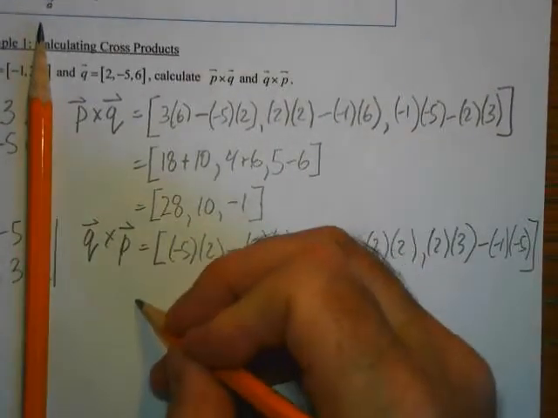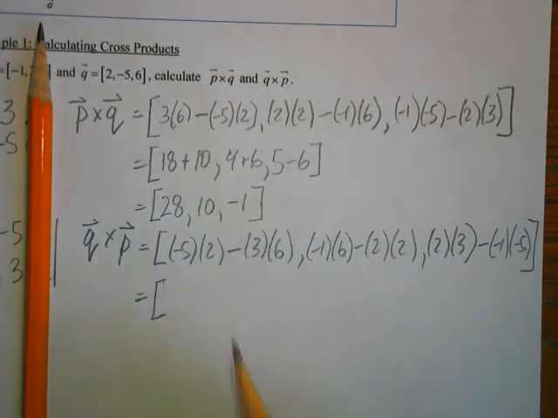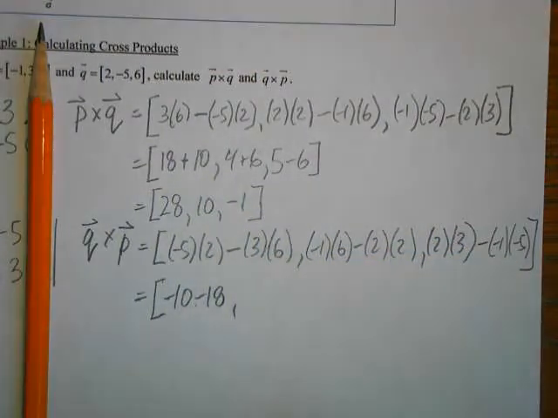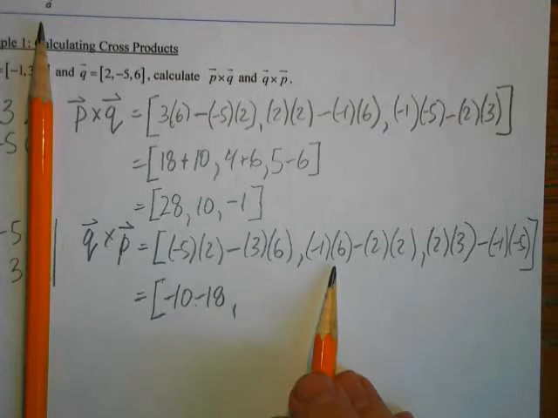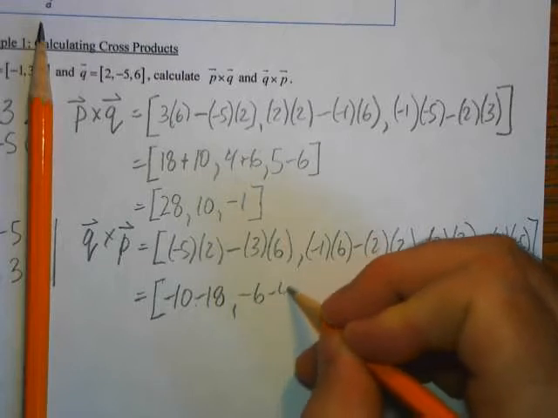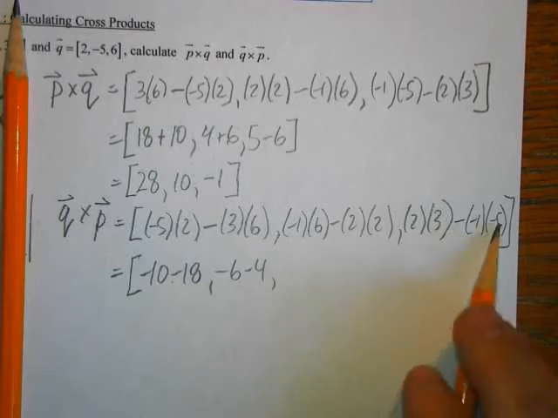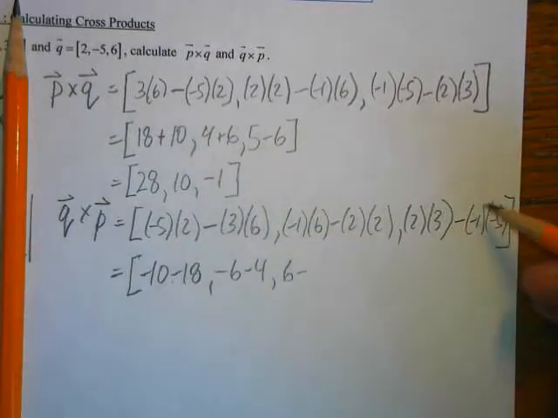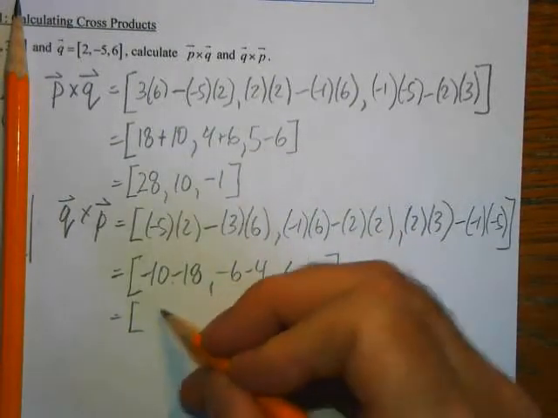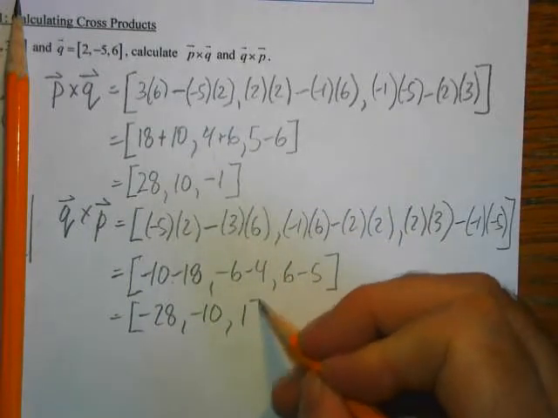Okay, so now we're going to simplify this. So we've got -10 minus 18 as the x component. Then we've got -6 minus 4 as the y component. And then we have 6, and we got a triple negative here, so that's going to be 6 minus 5, and that's the end. Then add these up, we get -28, -10, and +1.